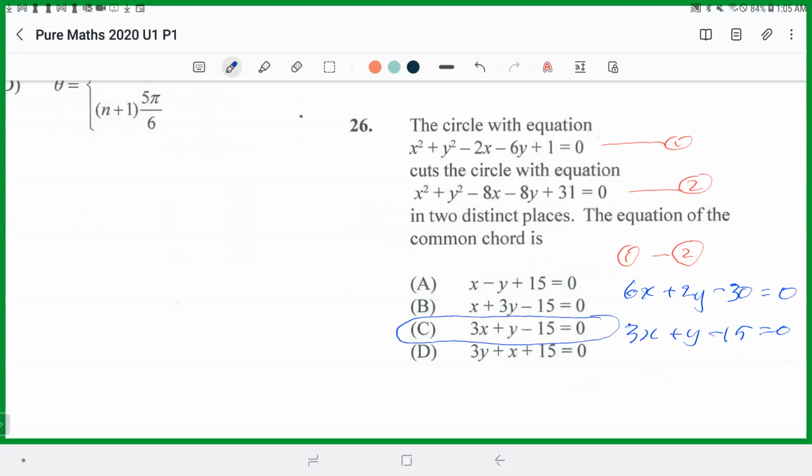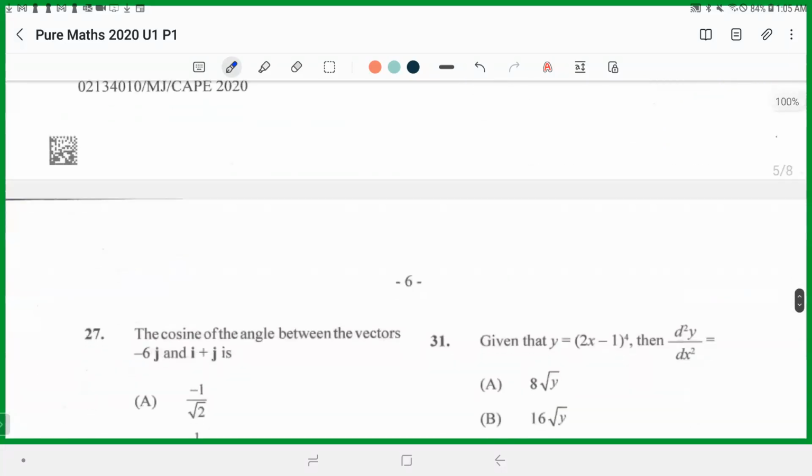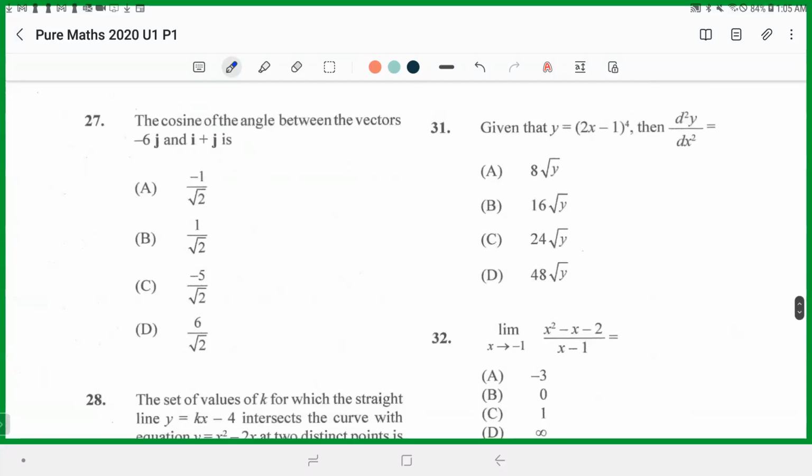That is the common chord. Subtract them. To find the common chord, I eliminate the x squared and the y squared. Then we need the cosine of the angle between these two vectors. Now, what are the two vectors? One vector is (1, -6). Another vector is (1, 1).